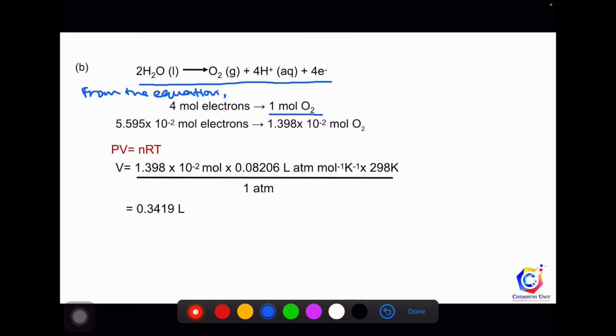5.595 times 10 to the power of negative 2 mole electrons are circulating in the system. Therefore, it will produce 1.398 times 10 to the power of negative 2 mole of oxygen. Now that we have the number of mole of oxygen, we can use the ideal gas equation to calculate the volume of gas produced at anode.